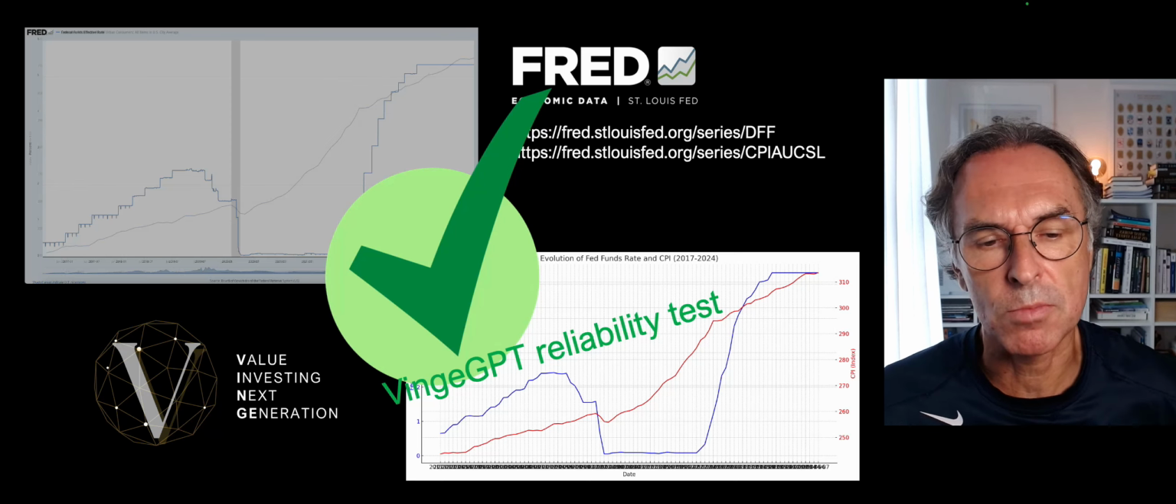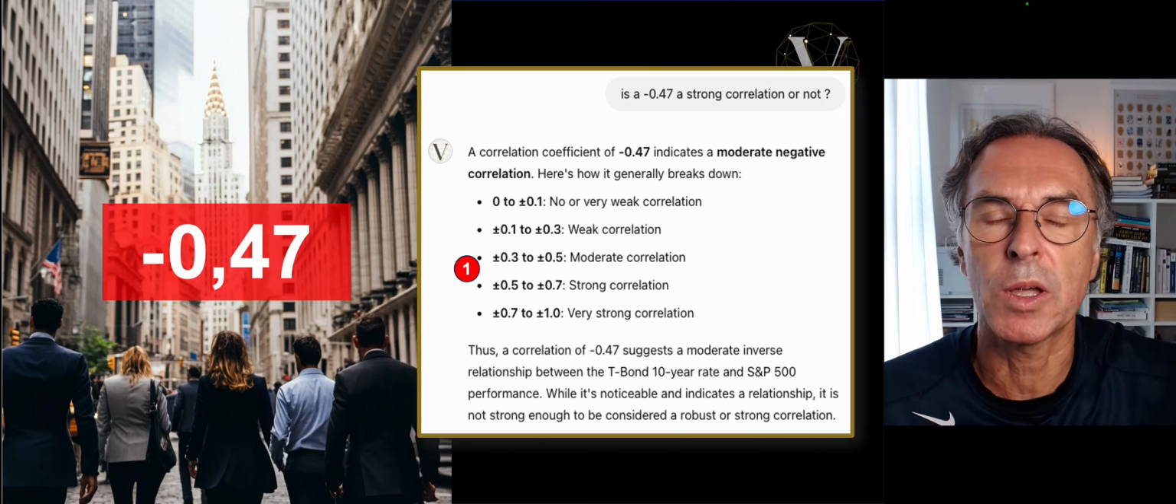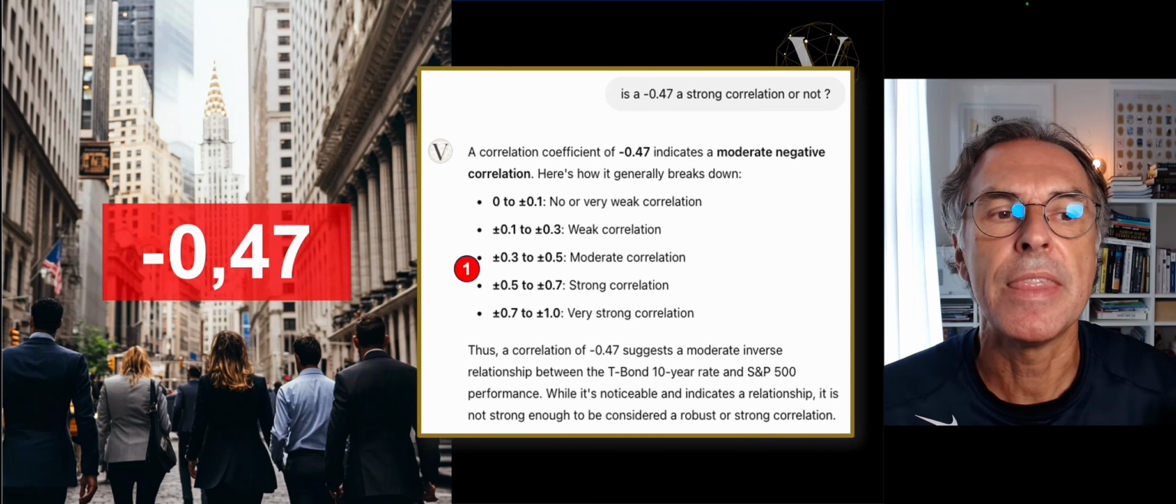But now, and you see the prompt here, can you analyze if there is a correlation between the decrease in the T-bond 10-year rate and the increase in the S&P 500 performance? And the answer is, well, you see the answer. VingeGPT is replying, the correlation is minus 0.42. How to interpret a correlation of minus 0.42? A negative correlation means that if one goes up, the other one goes down. That's what the negative sign means. And then when you try to analyze what 0.42 means, there is a moderate correlation.